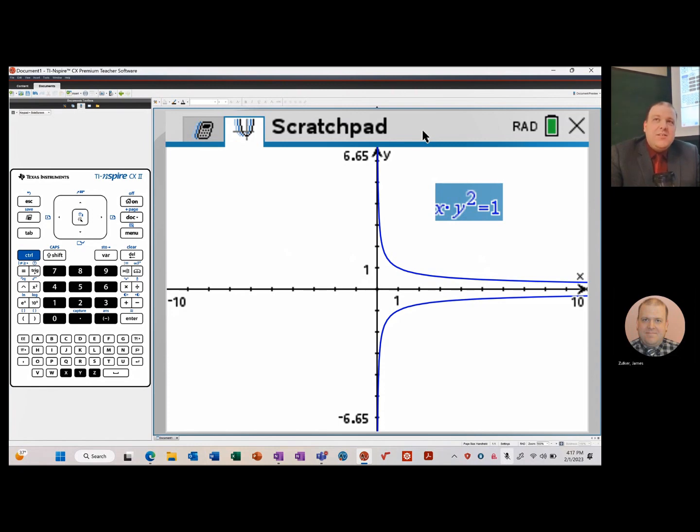CAS means computer algebra system. It does symbolic manipulation. So you no longer have to actually solve an equation by hand. You can just plug it into the calculator and say solve, and it does it. It can also do derivatives for you and integrals and simplifications, factoring. It can do all that. Very useful in upper level math courses. Can't tell you how many times I've used it. Right, so you can clearly see this is symmetric about the x-axis.